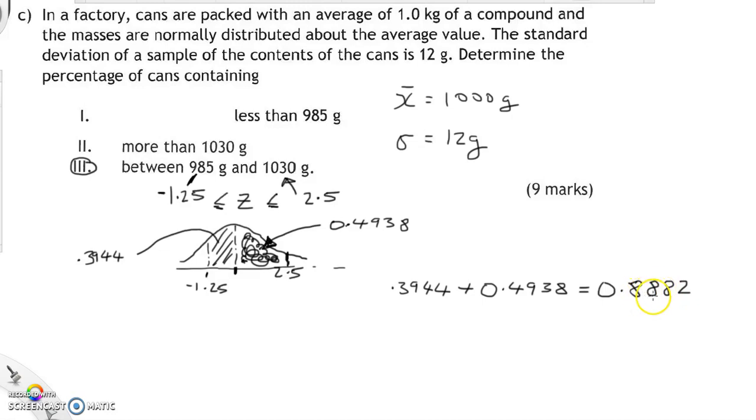And we need to convert that to a percentage. Well, to convert this area under the curve to a percentage, you multiply by 100, so move the decimal point two places, and that becomes 88.82%. So in our case, we would expect 88.82% of the cans coming off this production line to weigh between those two limits, 985 grams and 1,130 grams.